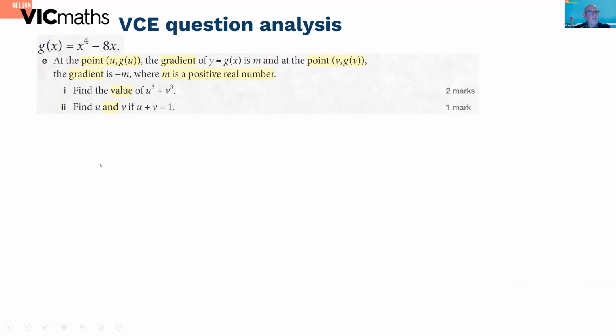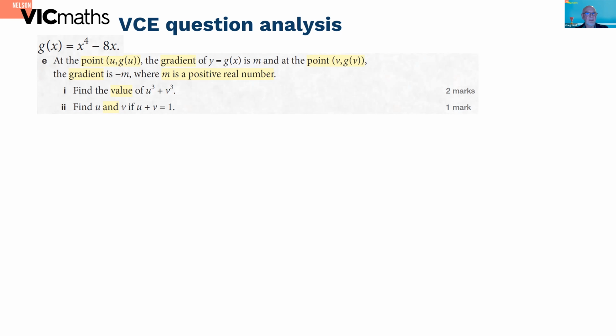All right, so the last part we're going to look at is part E. And in this particular paper, this was question 5 in a 2014 exam 2. And I think part E is a difficult question to read because you've got at a point U, g of U, the gradient of y equals g of x is m. And at a point V, g of V, the gradient is negative m.